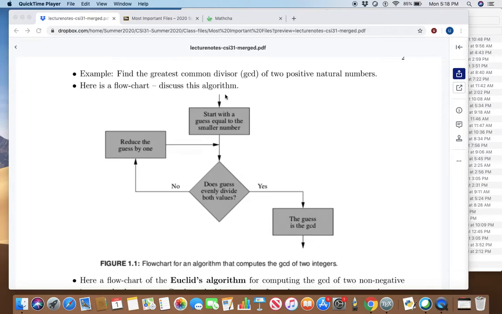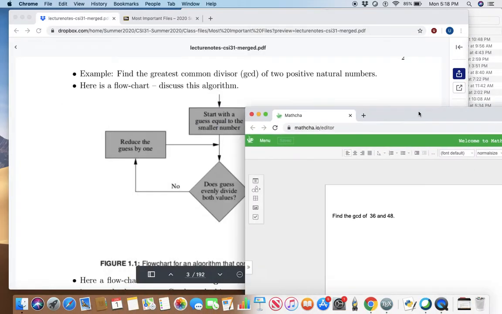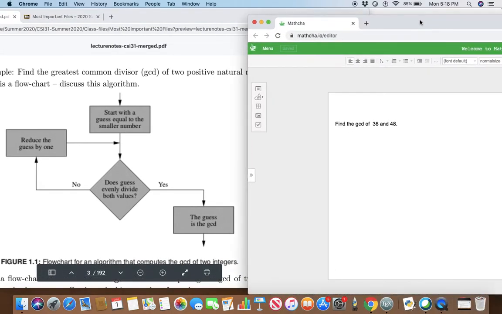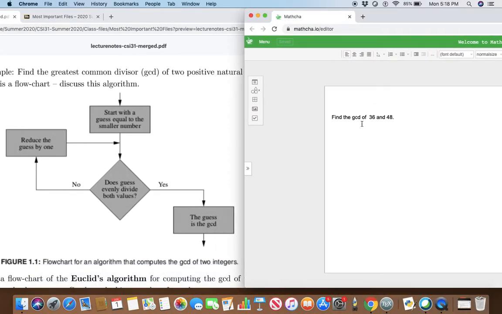Here is a flow chart. What is a flow chart? Well, you start here, you go there. Start with a guess equal to the smaller number. So you want to find the GCD of two numbers. So let's have an example here. I'll follow the flow chart while working with an example. The example I have is: find the GCD of 36 and 48.